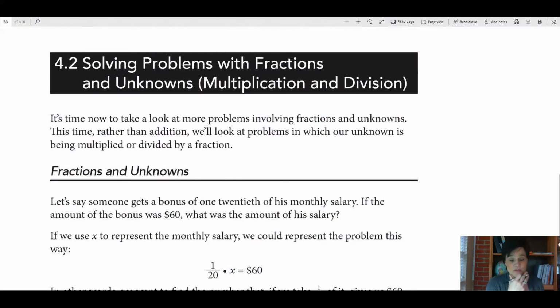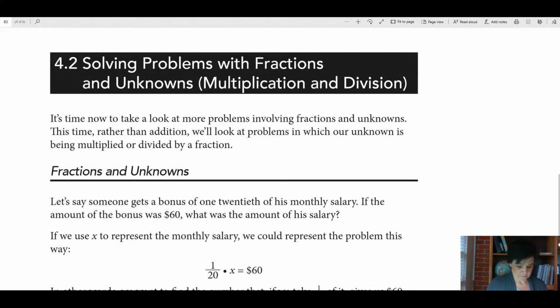Okay, we're ready for section 4.2, solving problems with fractions and unknowns, multiplication and division. The last chapter that we did was solving problems with fractions, but we were mainly using addition and subtraction, which, remember, you use with fractions, then you always have to have common denominators. But the thing with multiplication and division in fractions is you don't have to. So it makes it a little easier. All right, so let's go ahead and read this.